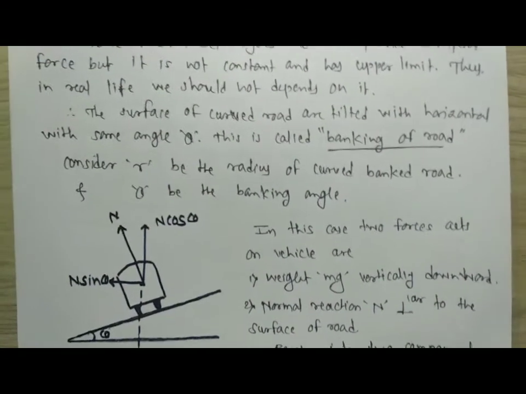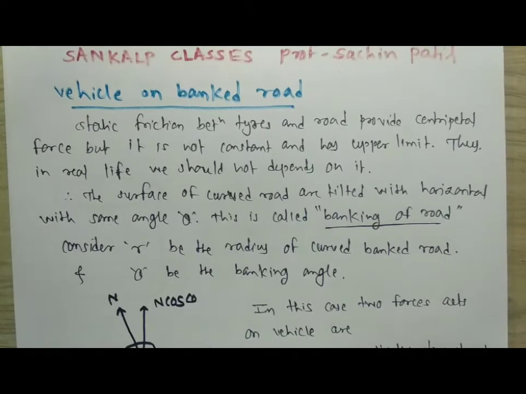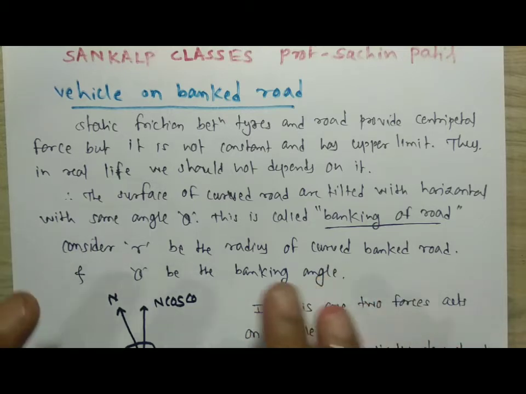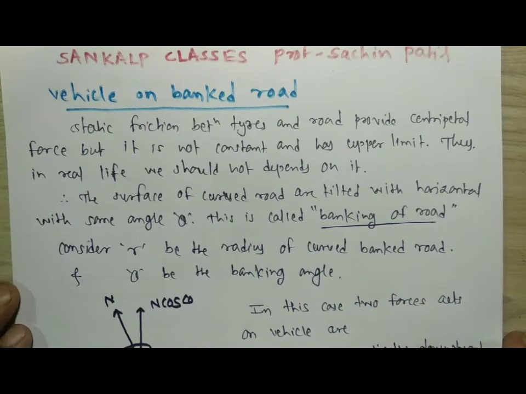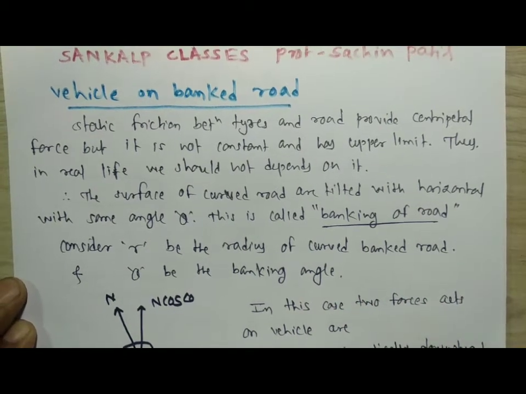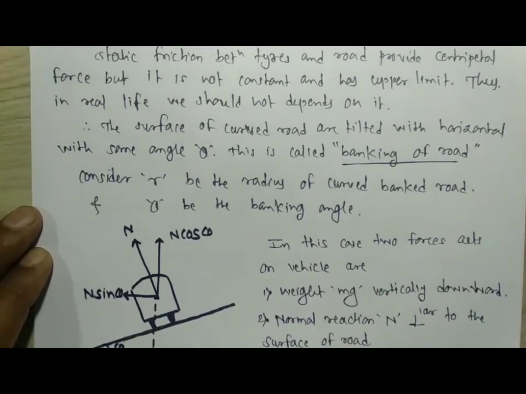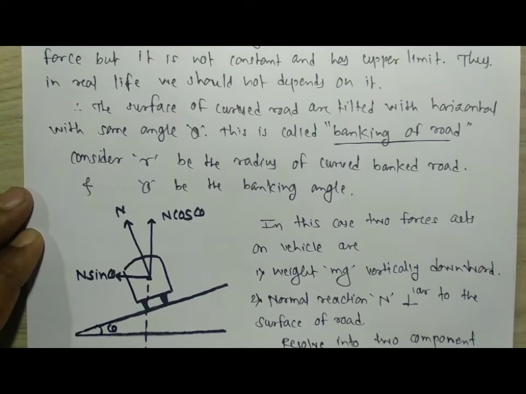Once again we are going with a vehicle on a banked road. Static friction between the tires and road can provide the centripetal force, but it is not constant everywhere, and it has an upper limit, and therefore in real life we should not depend on that friction force. The solution is that the surface of a curved road is tilted with the horizontal at some angle theta, and this is called banking of the road.